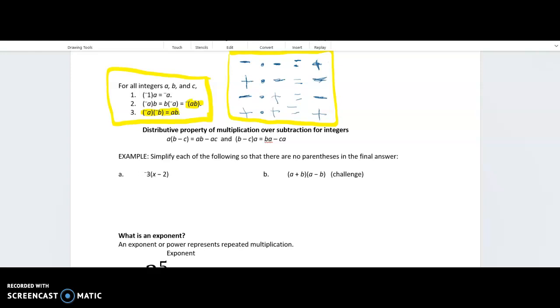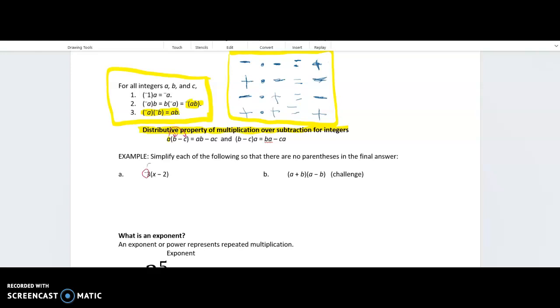Our distributive property here for multiplication over subtraction of integers, or multiplication over addition of integers, remember we are just taking our number on the outside and applying it via multiplication to each number on the inside of the parentheses. Let's practice that. Here we have -3 times x minus 2.